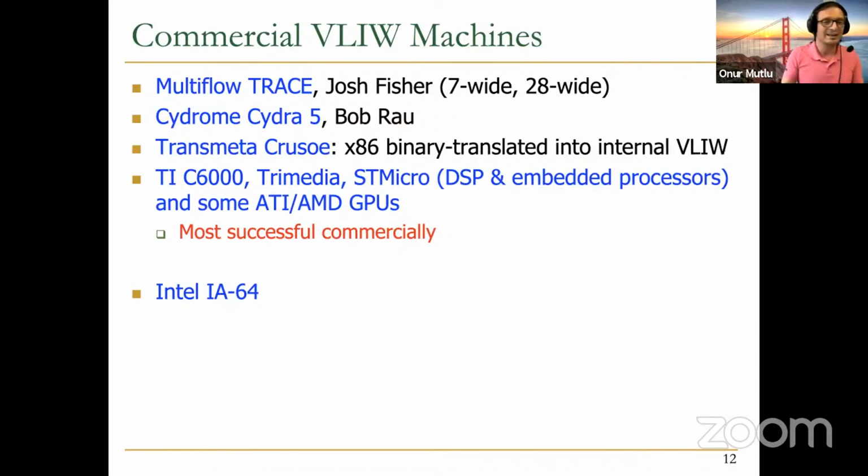And commercially, VLIW machines have been quite interesting. Josh Fisher, after he worked on VLIW at Yale University, formed a company called Multiflow. And he and his team actually worked on very interesting processors. You can see 7-wide, 28-wide processors and compilers, I should say. A lot of work went into the compiler, of course, the Multiflow Trace compiler. And basically, they did build these machines, and they were successful in a small fraction of code where you could actually extract this sort of parallelism through the compiler, but they were not generally successful.